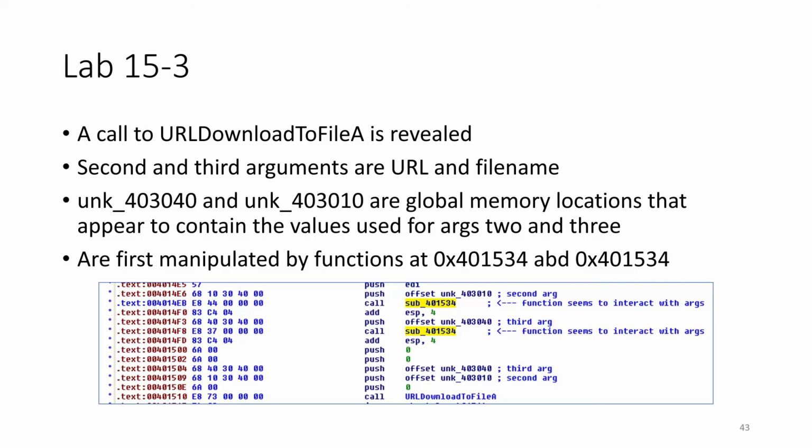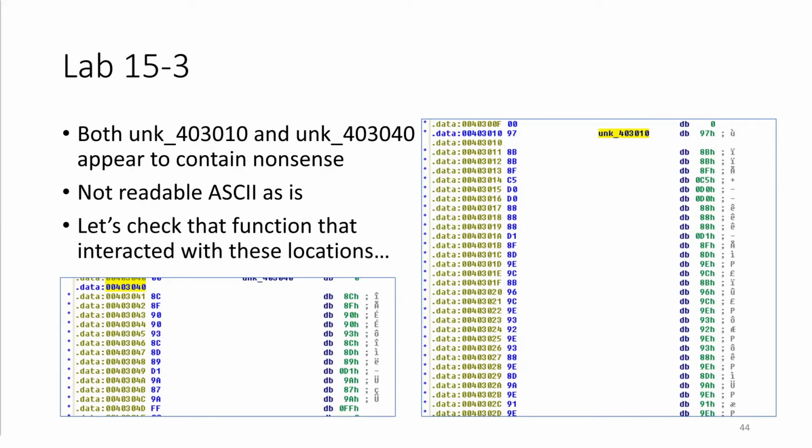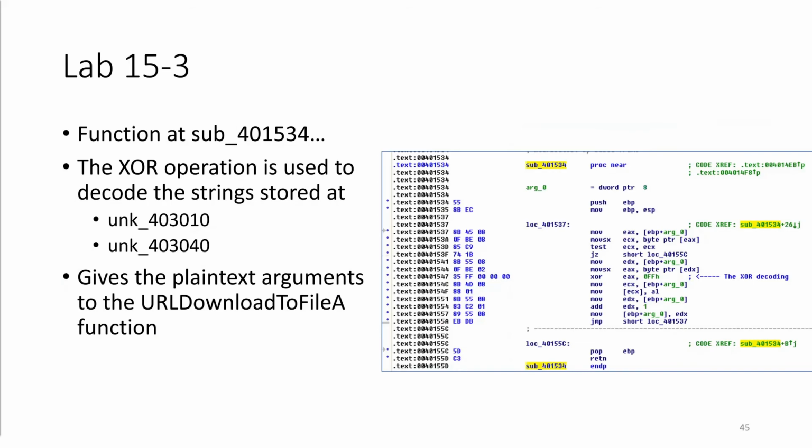Looking further up, these memory locations also both appear to be acted on by the function located at hex 401534. We'll take a look at the memory locations themselves first. At first glance, both locations appear to contain nonsense. Hex values don't decode straight into readable ASCII strings here. So next we'll take a look at the function that interacted with both of these locations.